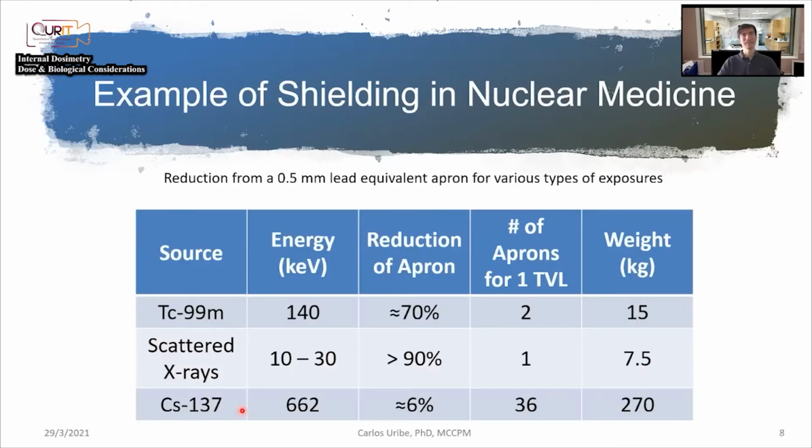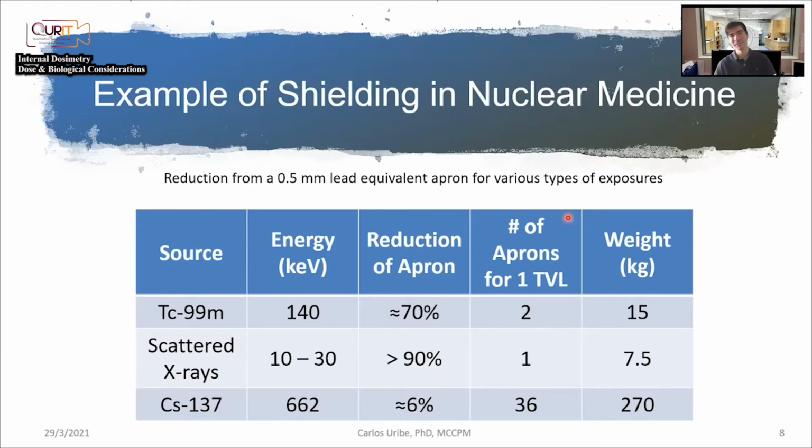To give you an example of reduction, let's think we're taking a lead equivalent apron with 0.5 millimeters thickness. This is how that reduction of the exposure would look. For example, technetium-99m, which again is the isotope most commonly used in the nuclear medicine department, has an energy of 140 keV photons, and if you use this apron, you're going to be reducing around 70% of the exposure.